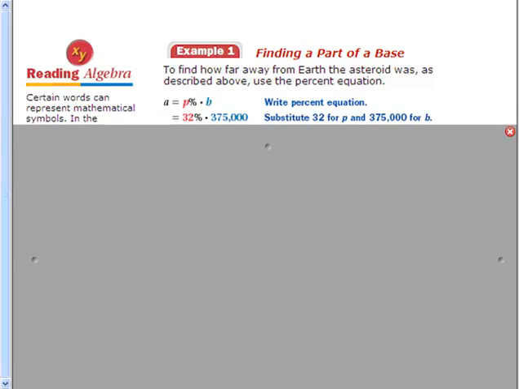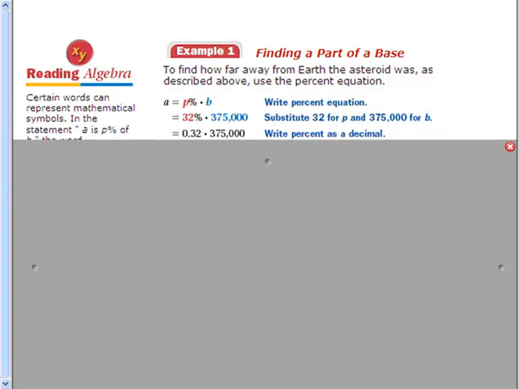Now they're starting to substitute things in there. We were given 32% in the problem. We were also given the whole distance between Earth and the moon, which was 375,000 kilometers. What we don't know is A. We don't know how far the asteroid is from the Earth, but we do know it was 32% of 375,000.